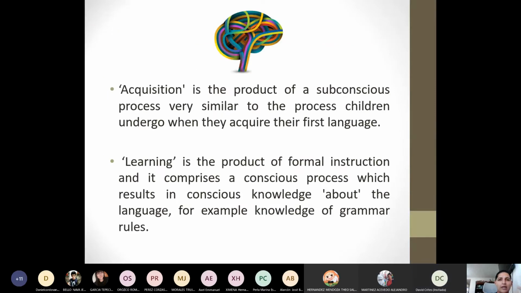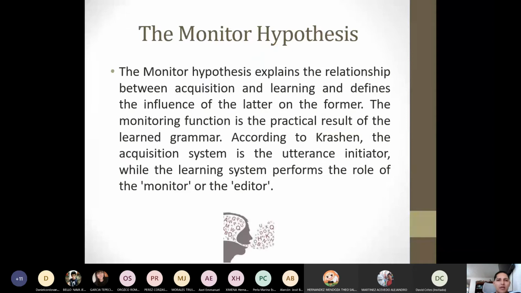Content is very important then. Acquisition is the result of a subconscious process, very similar to the one we face when acquiring the L1. Okay, so it's very similar to the way we started producing, we understood, and we communicate. Learning, on the other hand, is the outcome of formal instruction, and it involves a conscious process which results in conscious knowledge about the language, the mechanics, the metalinguistic competence. Grammar is there, you know, syntax, morphology, explanations, arguments. Now, this is very interesting.